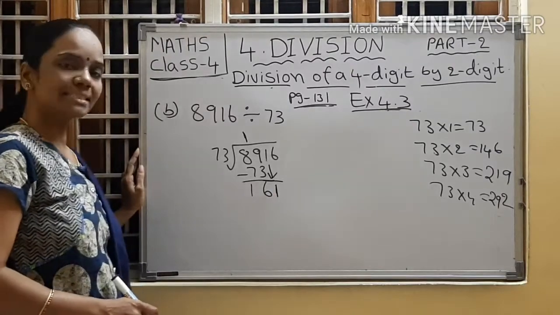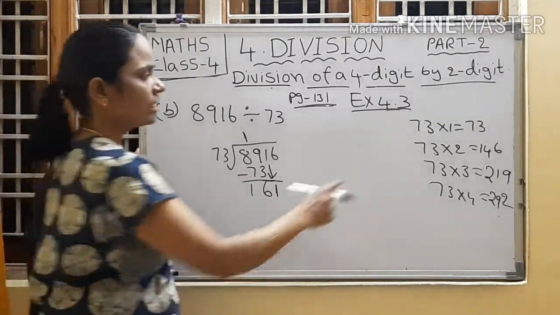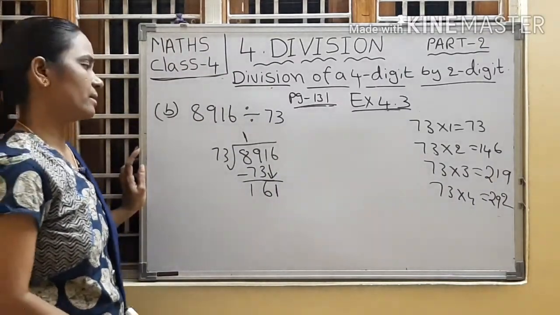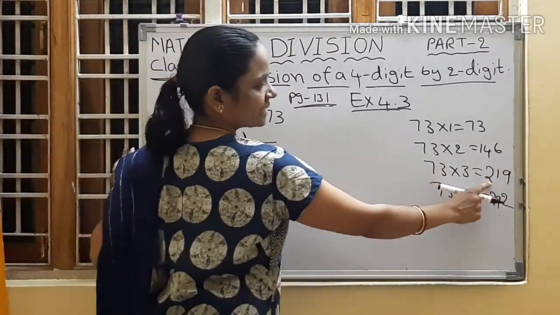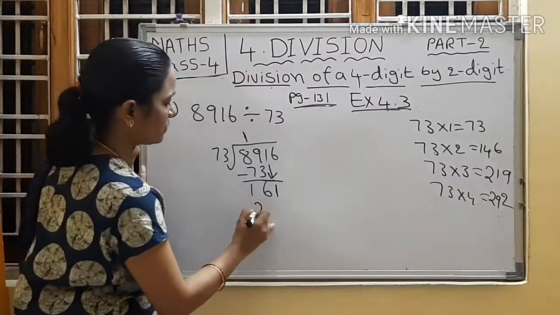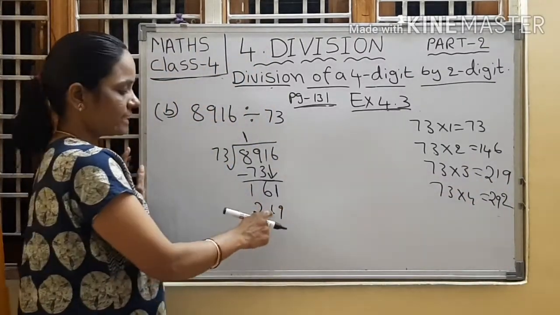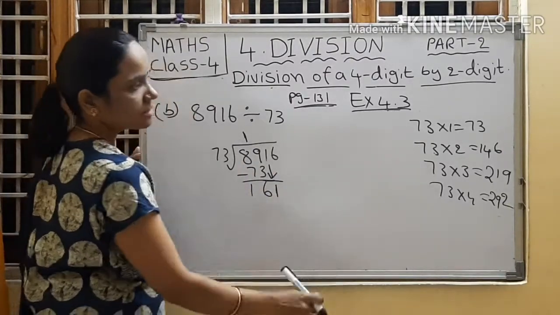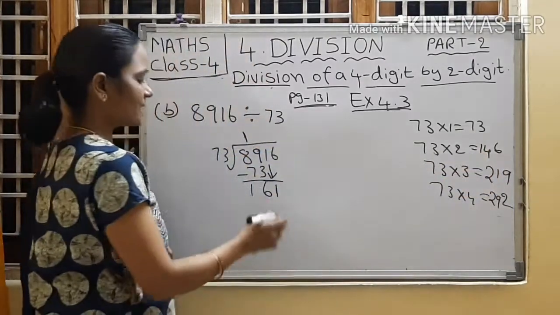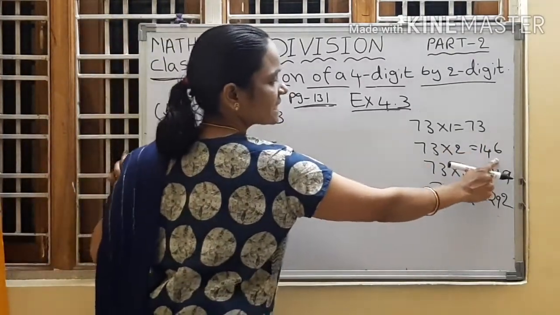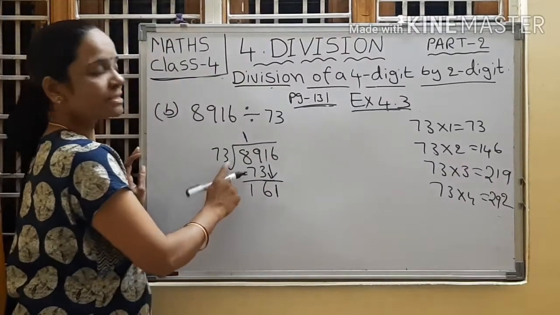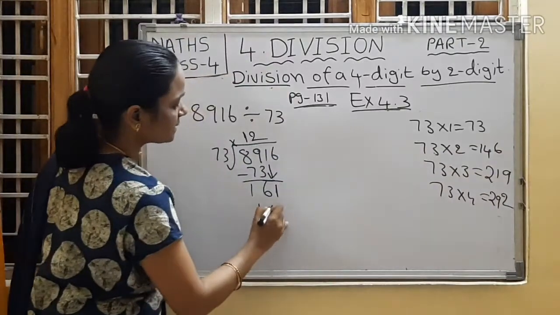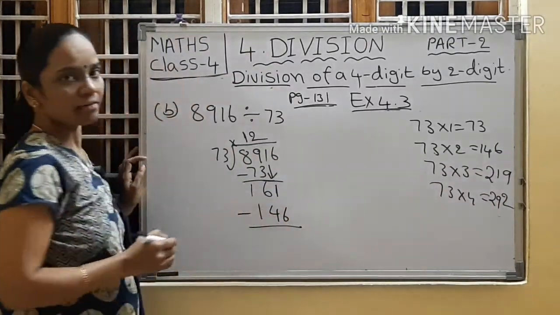Will you get 161 in the 73 table? No. What we have to do? We have to take the nearest and smallest number. Can I write 219 here? No, it is a bigger number. It is smaller number we need; we can't subtract. So don't write. So 146, can I write? Yes. So 146 is the nearest and smallest number. So how many times? 73 twos are 146. Okay? Have you understood, children?